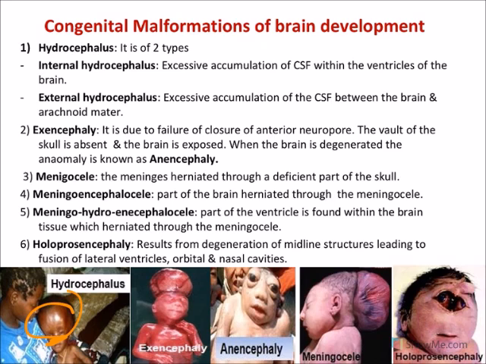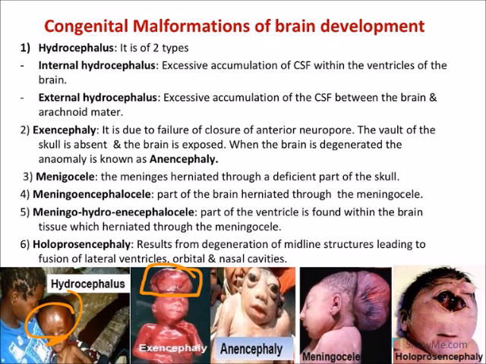The second congenital anomaly is a condition called exencephaly. As you know, the neural tube at early stage of development has an anterior and posterior neuropores, which close at 25 and 27 days respectively. In case of failure of closure of the anterior neuropore, the vault of the skull is absent and the brain will be exposed outside, and this condition is called exencephaly.